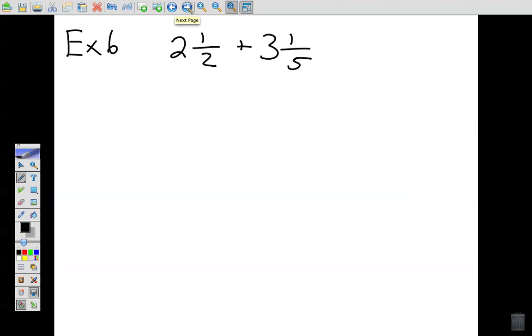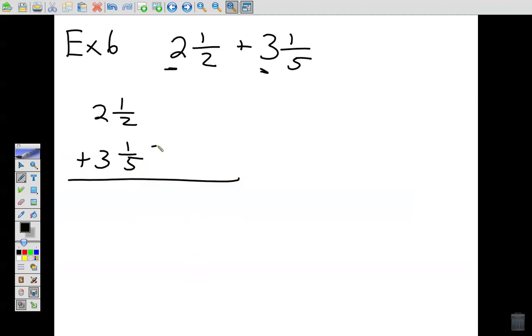Okay, example 6, a little different. You've got what we call mixed numbers. So in other words, you got a whole number in front of the fraction. Well, really not a lot is different here. So, you find your common denominator for the 2 and the 5. So what's the common denominator for 2 and 5? 2 times 5 is 10, isn't it?